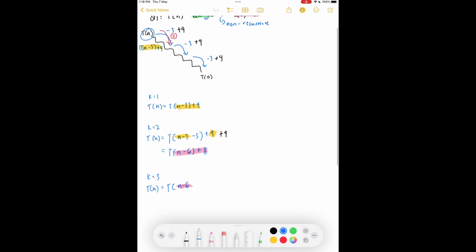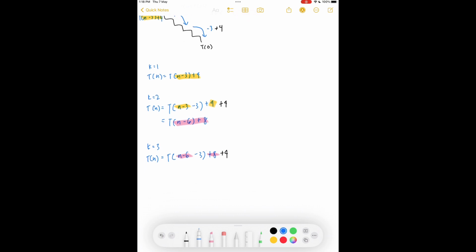So, dekat setiap round, what do I need to do? I have to minus 3. Exactly. So that's minus 3 here. And then I have a plus 8 because earlier in my equation, I have plus 8. So I'm going to put plus 8. And then at every round, I have to plus 4. There you go. That is what you're supposed to calculate. So now let's solve it. N minus 9 plus 12. This is for the third round.